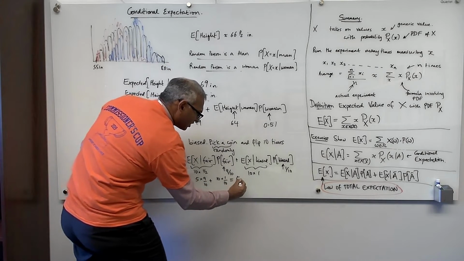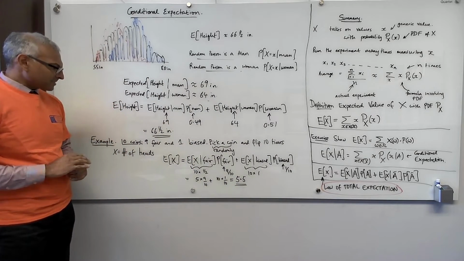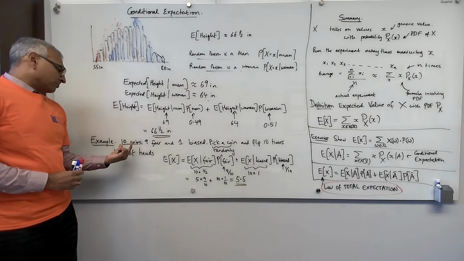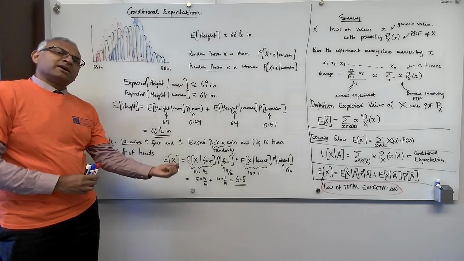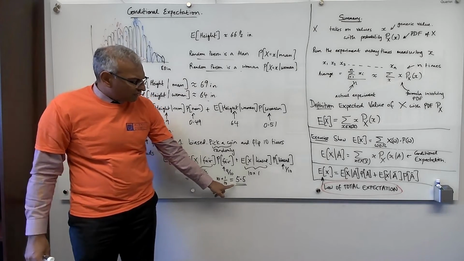45 over 10 is 4.5, so 5.5. Yeah, interesting. Okay, so if I pick from 10 coins, 9 of which are fair and 1 is biased, I pick randomly and then I flip 10 times, I will expect to get 5.5 heads.